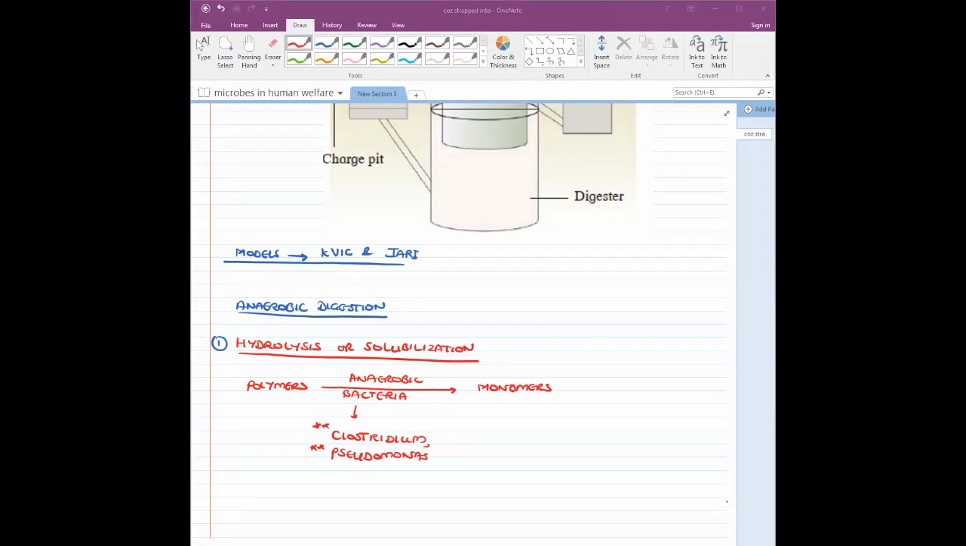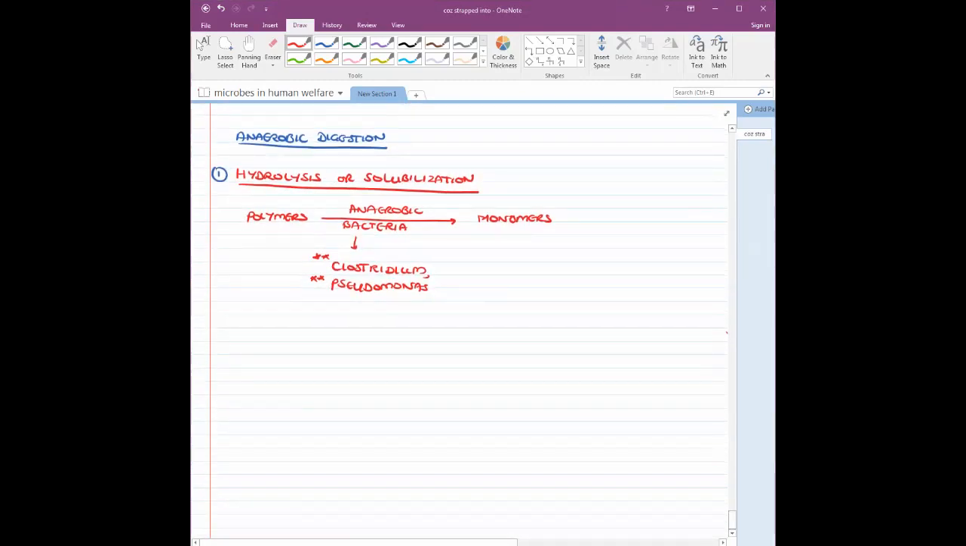Okay, so guys, now once we have got these monomers, the next thing is I am going to convert this into acids. So the next step is going to be acidogenesis, or the other name for this is acetogenesis. So let's try to see how this is going to be. So acidogenesis or acetogenesis.